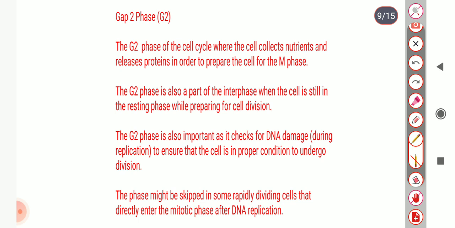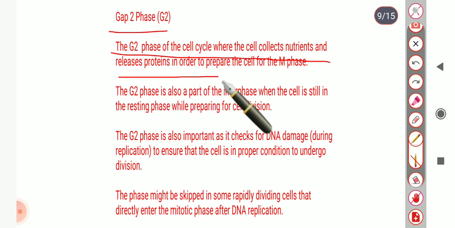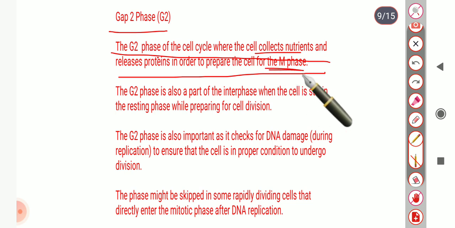Next comes the G2 phase of the cell cycle, where the cell collects nutrients and releases proteins in order to prepare the cell for M phase.